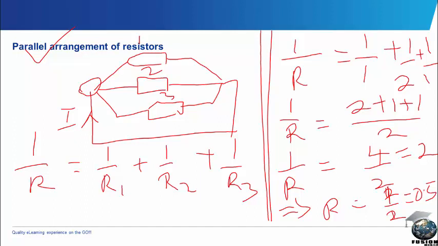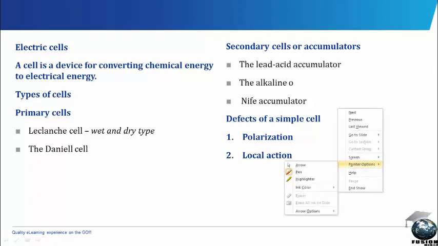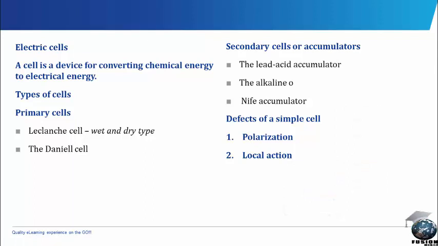Now let's leave resistors and move over to cells. Electric cells. A cell is a device for converting chemical energy to electrical energy. Types of cells. In types of cells, they are grouped according to the primary cell and the secondary cell. Another name for secondary cell is the accumulators.